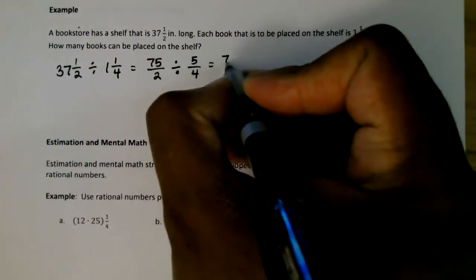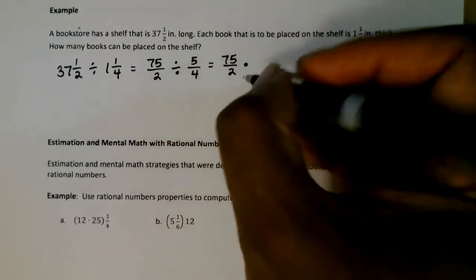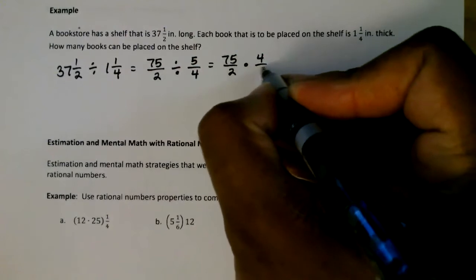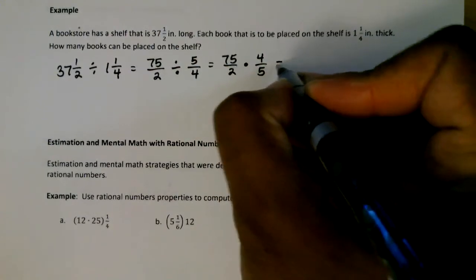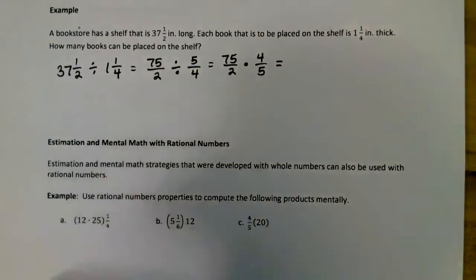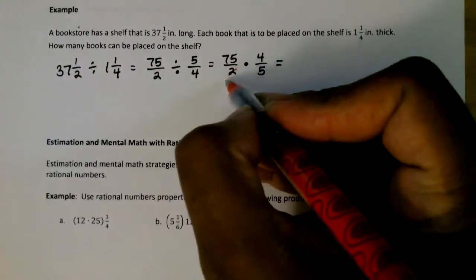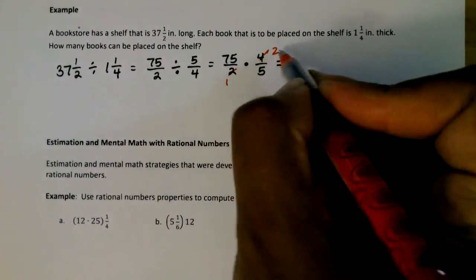So here we take 75/2 and we multiply by the reciprocal of 5/4, which would be 4/5. Now, if you want to, you can multiply numerator times numerator and then denominator times denominator to get your answer. Sometimes cross dividing helps as a short way of working the problem out, like the 2 and the 4. 2 goes into itself 1 time, and 2 goes into 4 2 times.